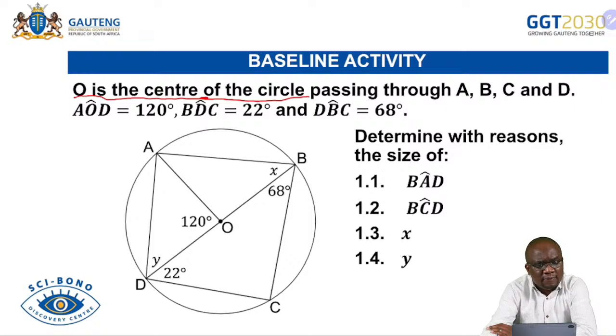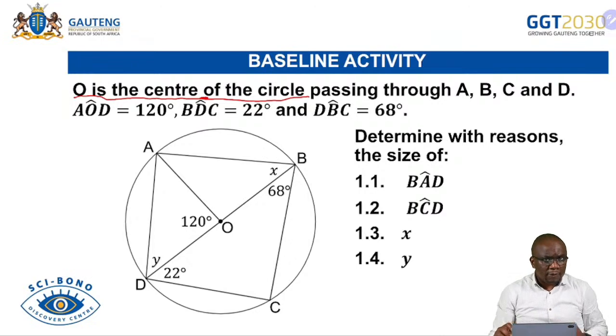You see that? Passing through A, B, C, and D, and then AOD is equal to 120 degrees. It's given, so there's no need to write that. BDC is equal to 22 degrees. DBC is equal to 68 degrees. Now, determine with reason the size of these angles, 1, 2, 3, 4.